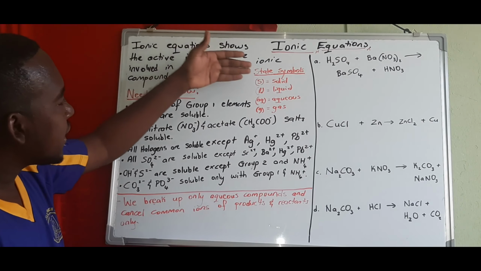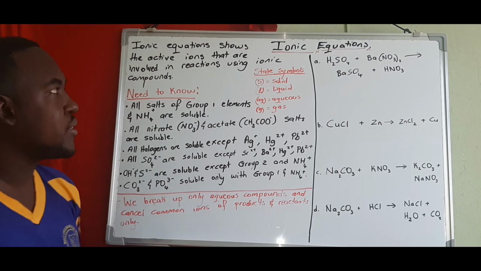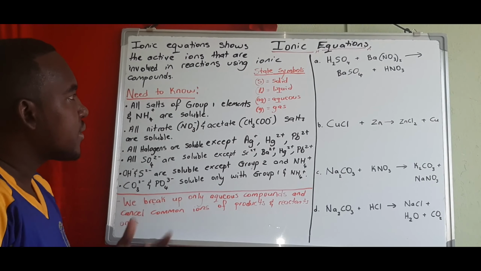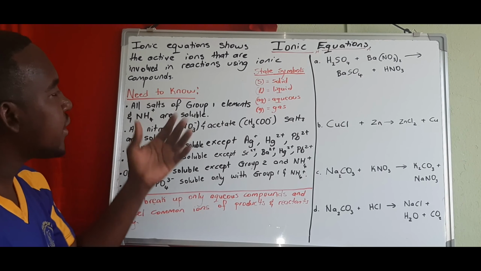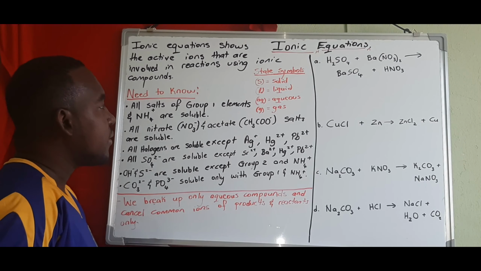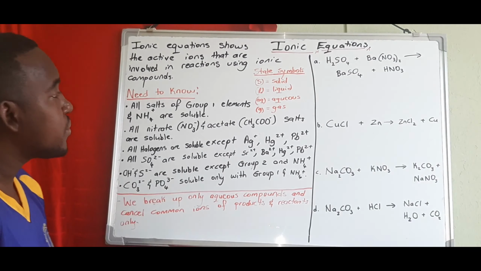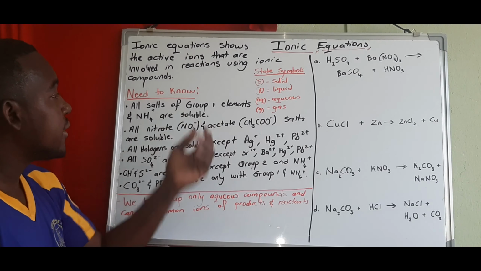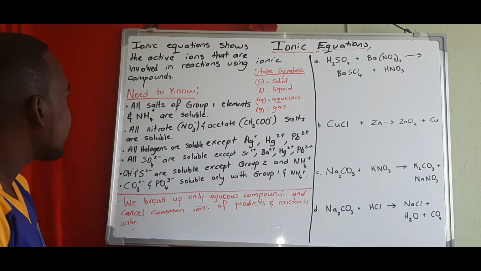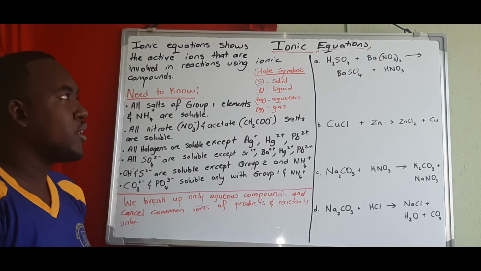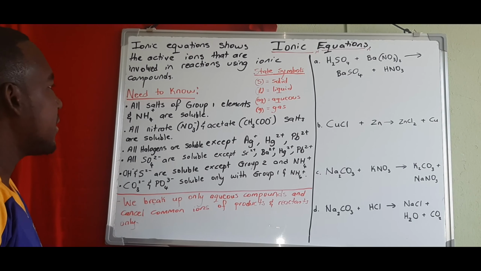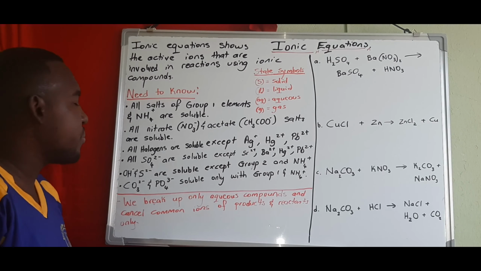In previous lessons, we introduced you to the state symbols for chemical equations: S represents solid, L is liquid, and AQ means aqueous. Aqueous means that the compound is able to be dissolved in water. And then G is for gas. So before we get to doing our ionic equations, we have to know this, which is very important.